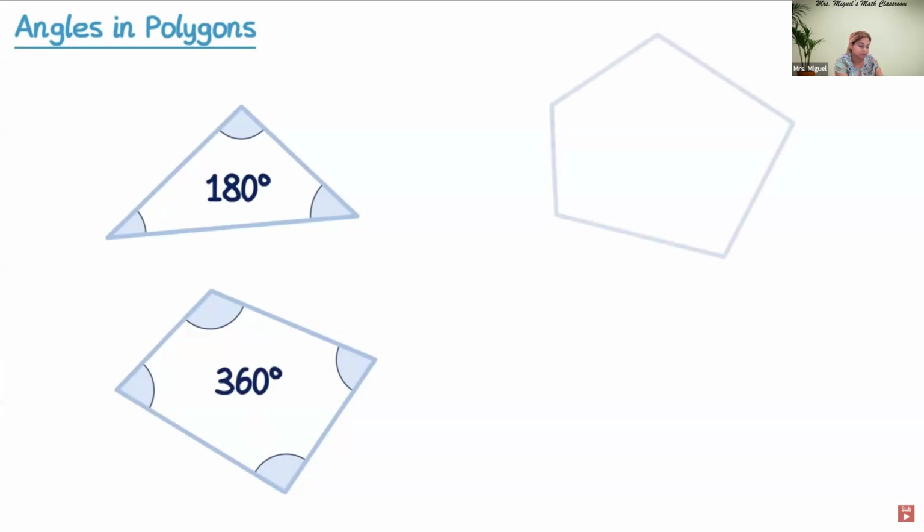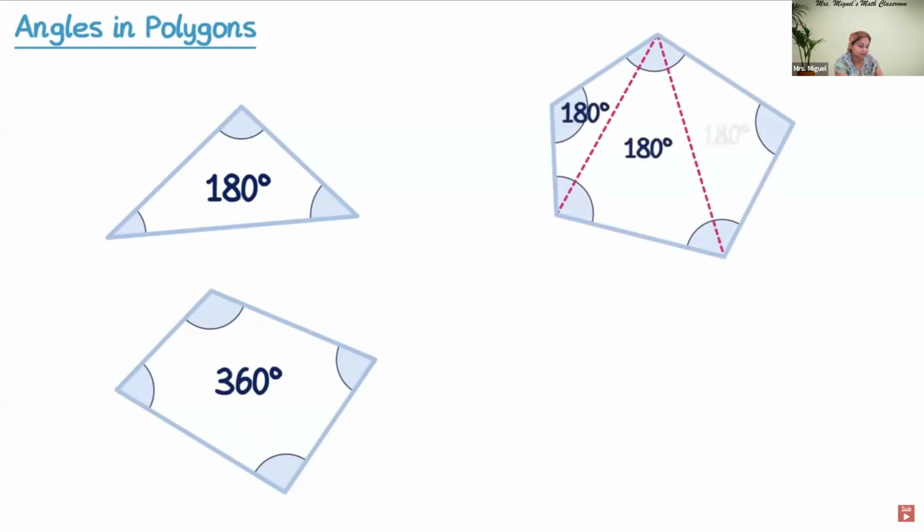So if we increase the number of sides again and look at the angles inside a pentagon, we can split the pentagon into 3 triangles like this. Each of those triangles will have 180 degrees in them. So this time we have 3 lots of 180 degrees. 3 times 180 is 540. So this means the angles inside a pentagon add up to 540 degrees.